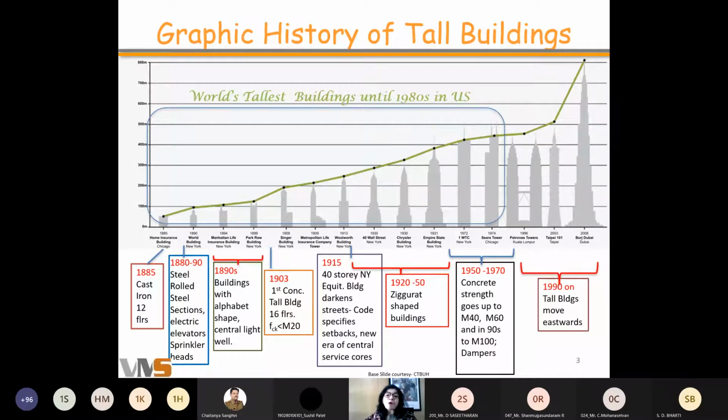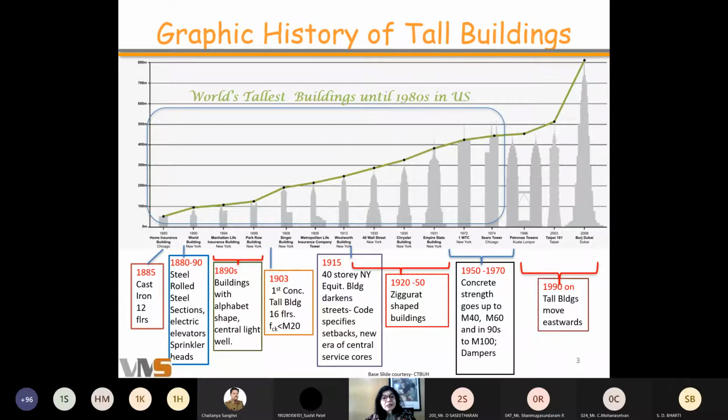So then from the 1950s onwards, they had started building a lot of tall buildings. We are talking about the New York Equity Building, which was built, believe it or not, more than 105 years ago. It was built in 1915. Okay, it was built in 1915 in New York. It was a 40-story building.